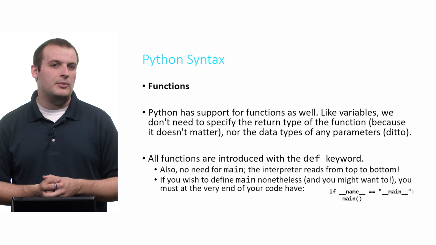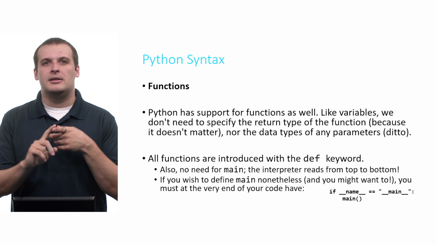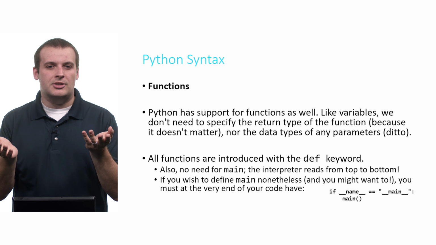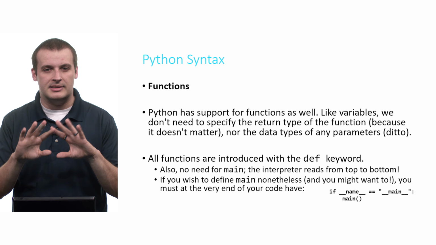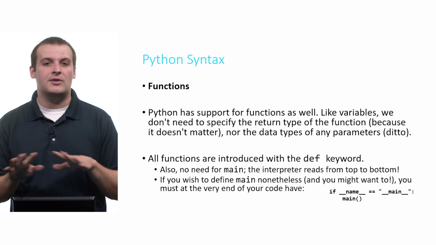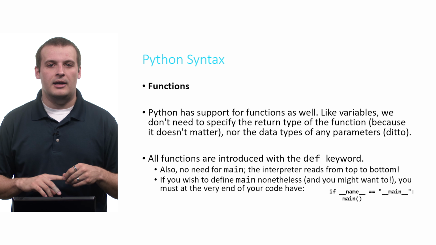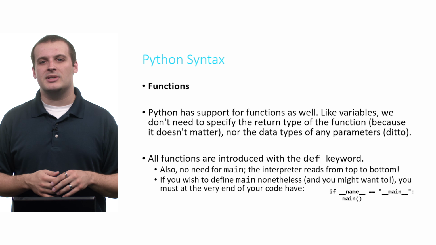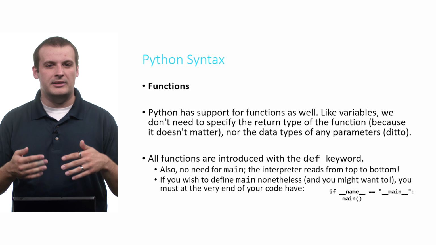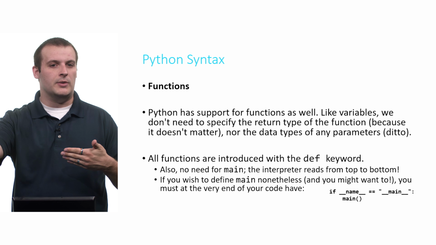So recall from C that we had to specify something like int square. Maybe it took an integer as its input: int square, parentheses, int x, semicolon, all this stuff we have going on. We don't have to specify any of those data types. We just have to specify the name of the function and any parameters that it takes. We introduce a function using the keyword def. So basically think about it as defining the following function.